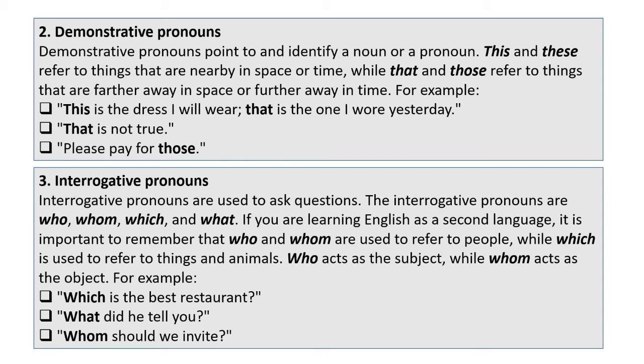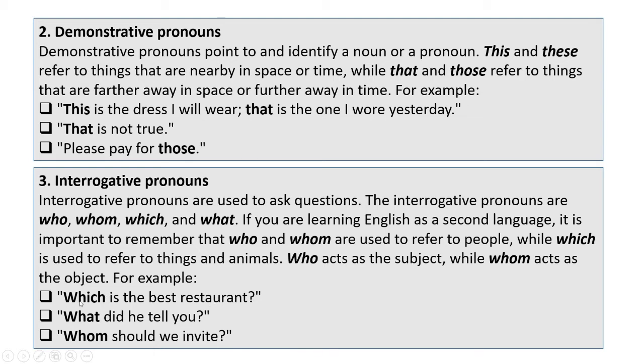Number 3 is interrogative pronouns. Interrogative pronouns are used to ask questions, and the interrogative pronouns are who, whom, which, and what, if you are learning English as a second language. It is important to remember that who and whom are used to refer to people, while which is used to refer to things and animals, and who acts as the subject while whom acts as the object. For example, which is the best restaurant?